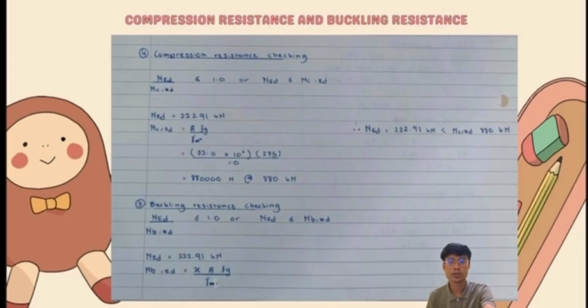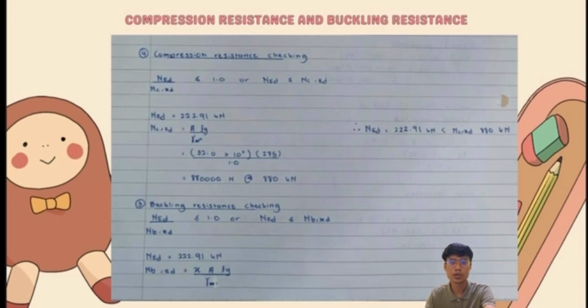Next we need to find the compression resistance and buckling resistance. For compression we need to find NCRD using the formula, and after using the formula we got the value of NCRD is 880 kN, and next we compare with NED. So NED 222.91 kN is less than NCRD 1818 kN.